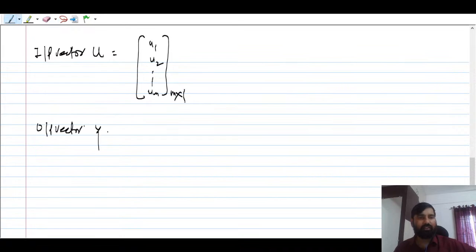Output vector is y, and y is also a column vector, y1, y2, and so on, up to yp. It is p cross 1. I hope this makes sense.